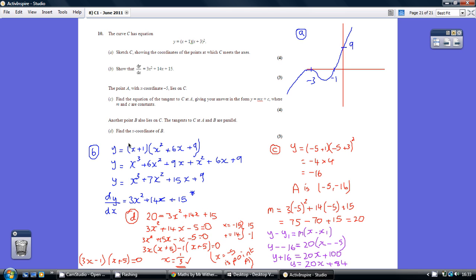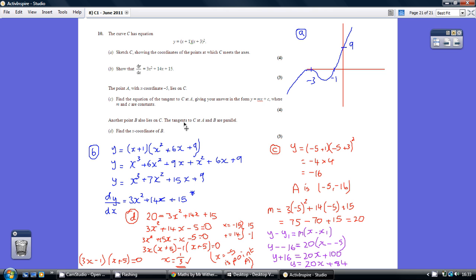For part B, to be able to differentiate, we really need to just multiply this all out. So start off by multiplying x plus 3 all squared, giving us x squared plus 6x plus 9, then multiply by x plus 1 gives us this gathered to this. Then it's a straightforward differentiation where we multiply by the current power and reduce the power by 1, giving us what we needed to show.